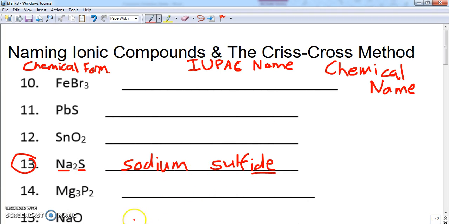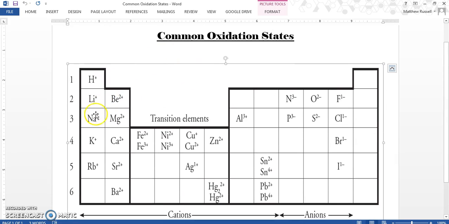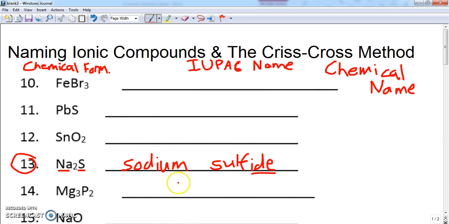Nothing goes in the middle because sodium only has one charge. It only has one oxidation state. These oxidation states should be in your notes. You'll be using these a lot, so come back to these common oxidation states. Sodium only has one oxidation state, and sulfur has one oxidation state.